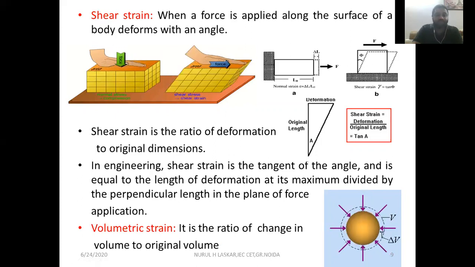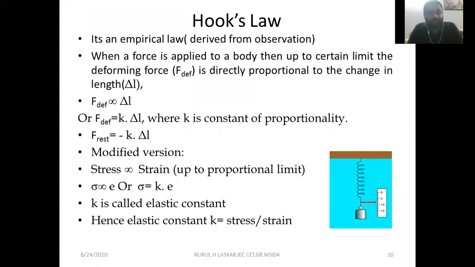Now again, Hooke's law. Hooke's law is the law which states the relation between stress and strain. Basically, Hooke's law is an empirical law, which means it is derived from observation. When a force is applied to a body, then up to a certain limit, the deforming force is directly proportional to the change in length. Deforming force means the load applied because of which the body is deformed. That load is called the deforming load or deforming force.